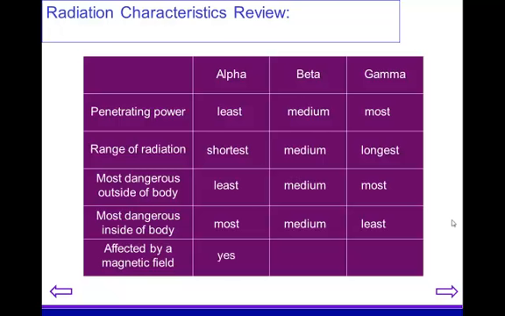Effect by a magnetic field. Alpha radiation, yes, but deflected slightly because of its large mass. Beta radiation, yes, and deflected the greatest amount because it has the smallest mass, but yet similar electric charge. And gamma radiation, there's no impact whatsoever. So having reviewed that, those are the characteristics of the different types of radiation.